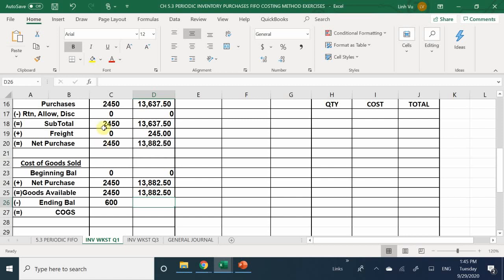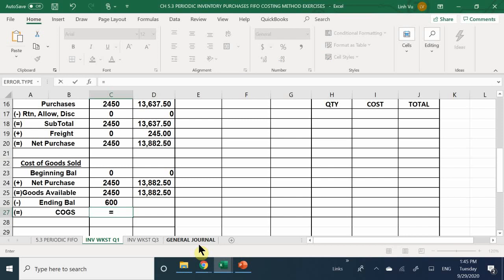Okay, so now we finally reached down to the bottom of my section here. Let's go ahead and solve for the cost of goods sold. If I started out with 2,450 items and I have 600 remaining, how many items did I actually sell? Sorry, I started out with 2,450 and I had someone go down to the basement and tell me there's only 600 left, how many items did I actually sell?